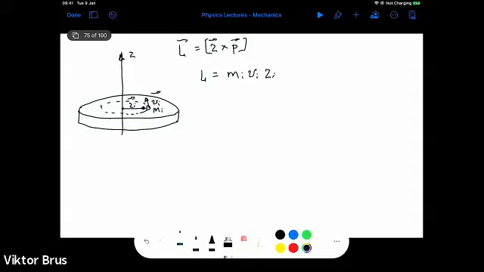So we don't have any sine of some angle theta, because the angle between the radius vector, the position vector of this small volume with mass mi, and the linear velocity is always 90 degrees, so sine of 90 degrees is unity, so we don't write it here.